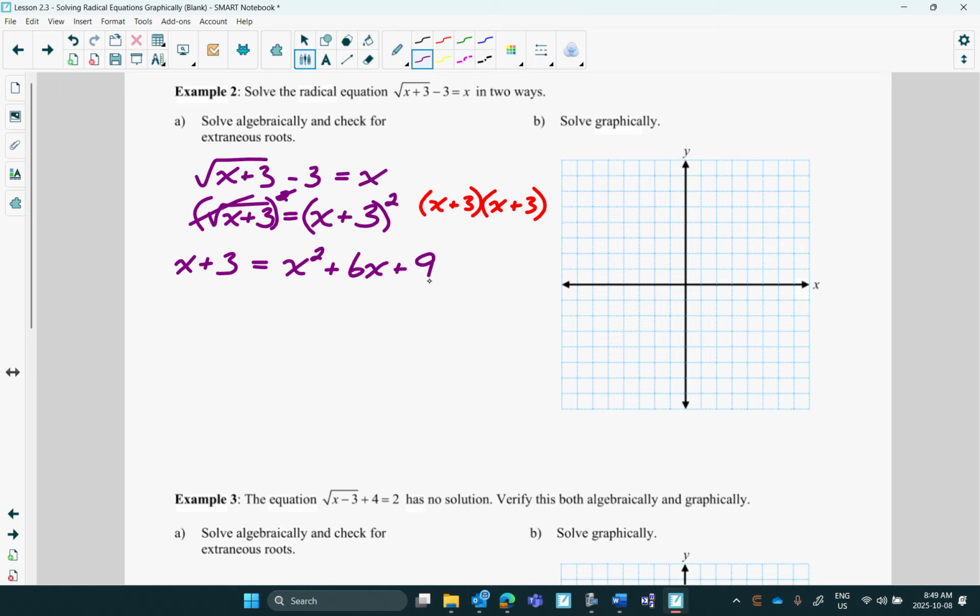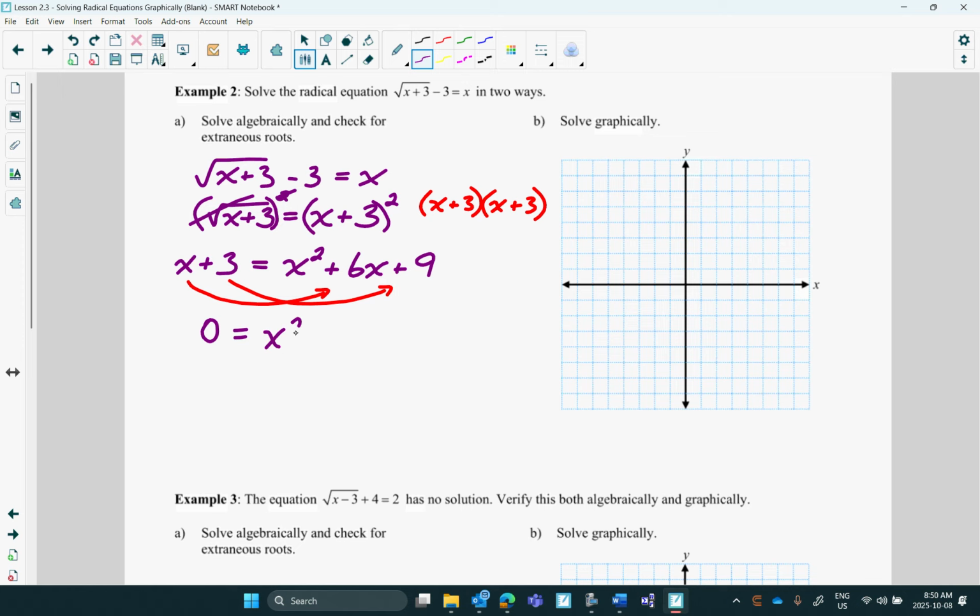Which means we usually solve these by factoring, right? But before I can factor, I've got to get everything to one side. So I've got to get the x over to this side. I've got to get the 3 over to this side. The x is going to join the 6x by subtraction. The 3 is going to join the 9 by subtraction. So I will be left with nothing on this side.